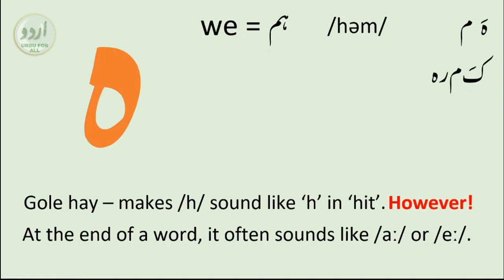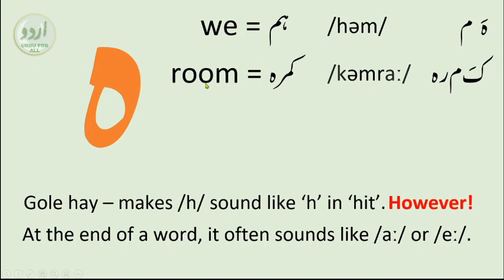So look at this. Kaf, k, zabar, a, mim, m, re, r, and here that gol hai gives you a sound. So it says kamra. Now kamra means room or a chamber. Now look at this word now. Kaf and gol hai. Here gol hai gives you a sound. So we read it as ka. And ka is the connective that. Okay.